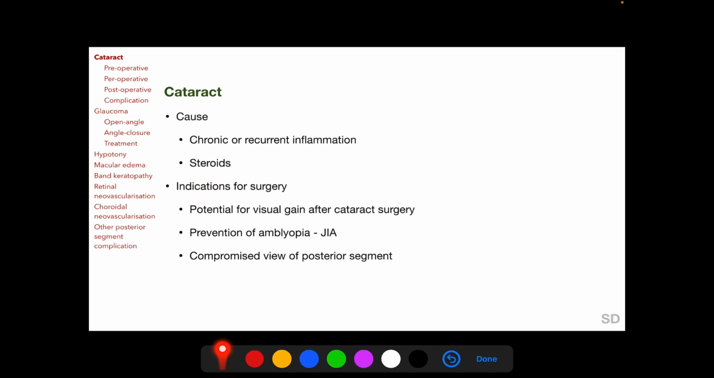Indications for cataract surgery include situations where the cataract appears to be visually significant and there appears to be potential for visual gain after cataract surgery. In juvenile idiopathic arthritis associated uveitis in children, cataract surgery may be required to prevent development of amblyopia, and a compromised view of posterior segment in a patient with posterior uveitis, panuveitis or posterior segment complications of uveitis may require cataract surgery for adequate monitoring and treatment of the posterior segment involvement.